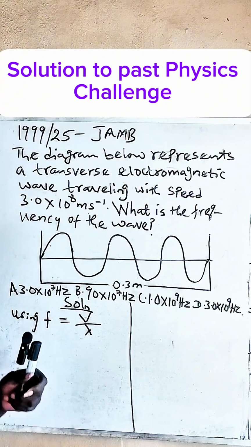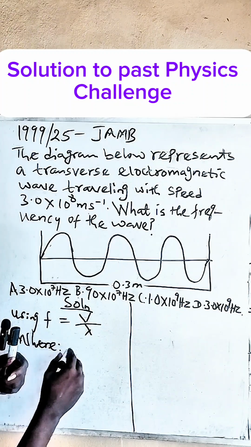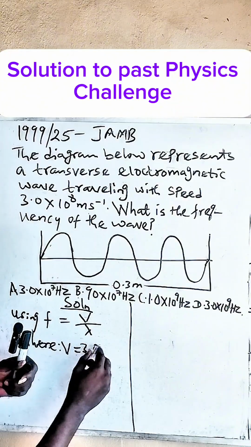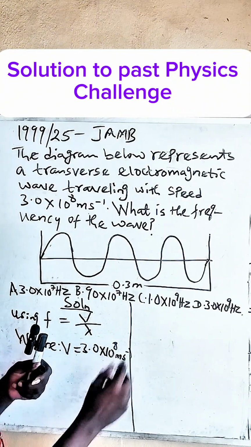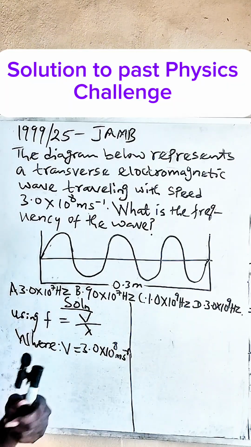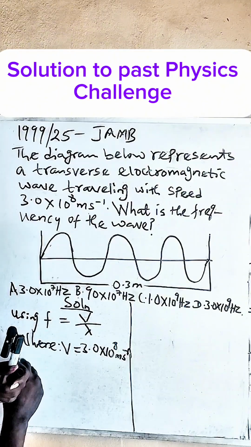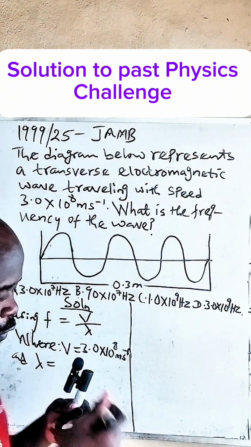From the question, you agree with me that the speed of the wave is 3.0 times 10 raised to power 8 meter per second. That is what the speed of the wave represents. Now, what about the wavelength? We understand that the wavelength is not being given from the question.